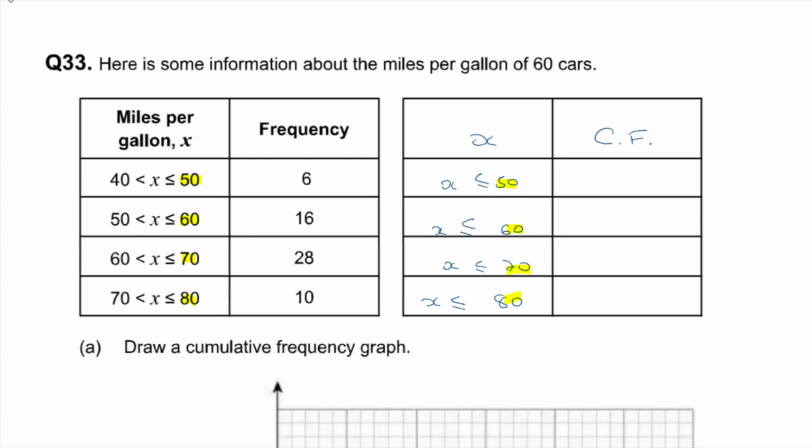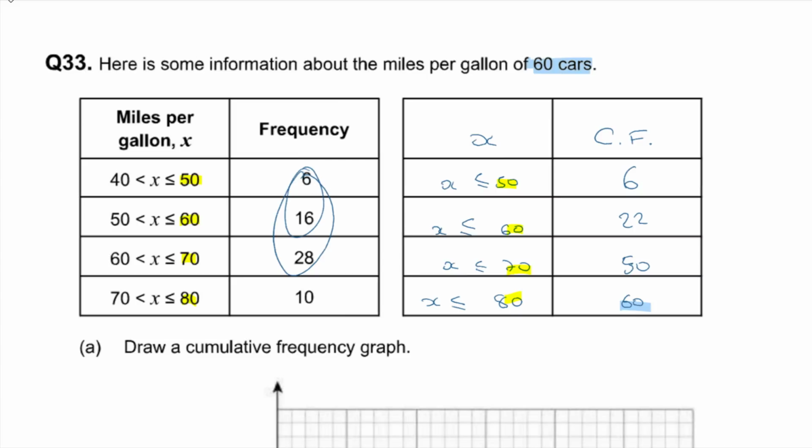Cumulative frequency, just add them up there. Our first frequency is our first cumulative frequency. Our next cumulative frequency is those two added together. 6 and 16 makes 22. Then add on the 28, that's going to take me up to 50. And then add on my 10, that takes me to 60. Just double check I get the same number as I should have. Yes, I do. Okay, now I can go on and plot the point.